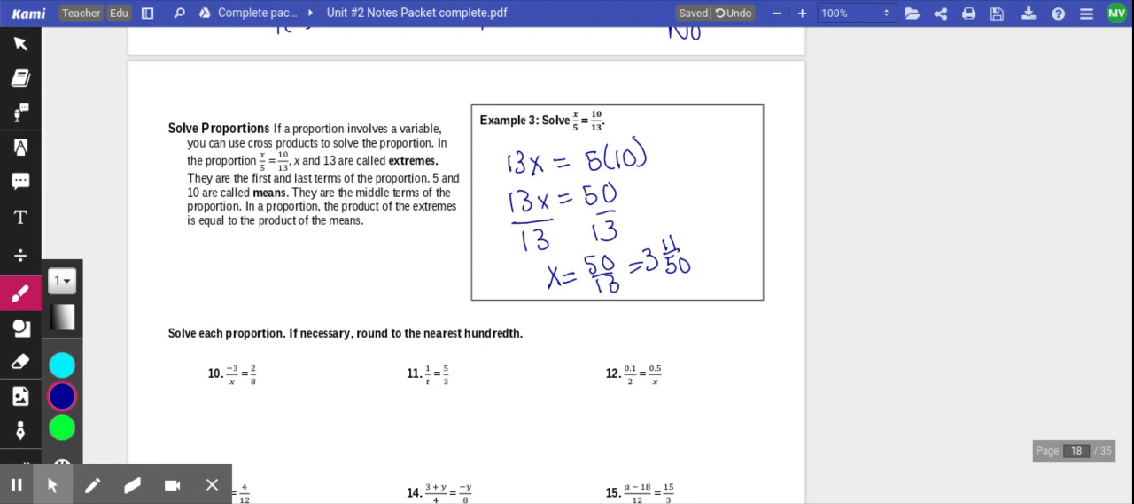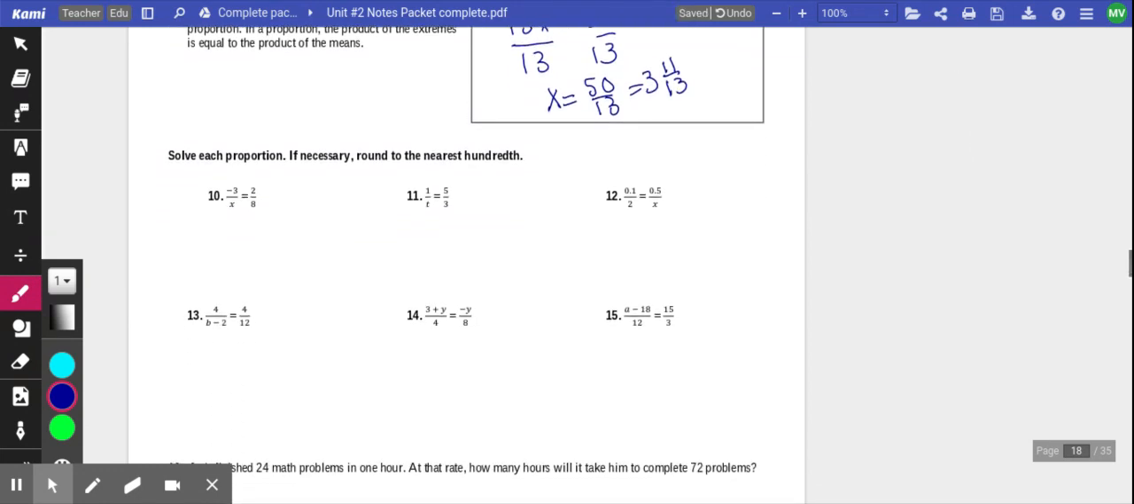I am fine if you leave it as 50 over 13. Not 11/50, 11/13. Sorry about that. But I am still fine if you leave it as 50 over 13.